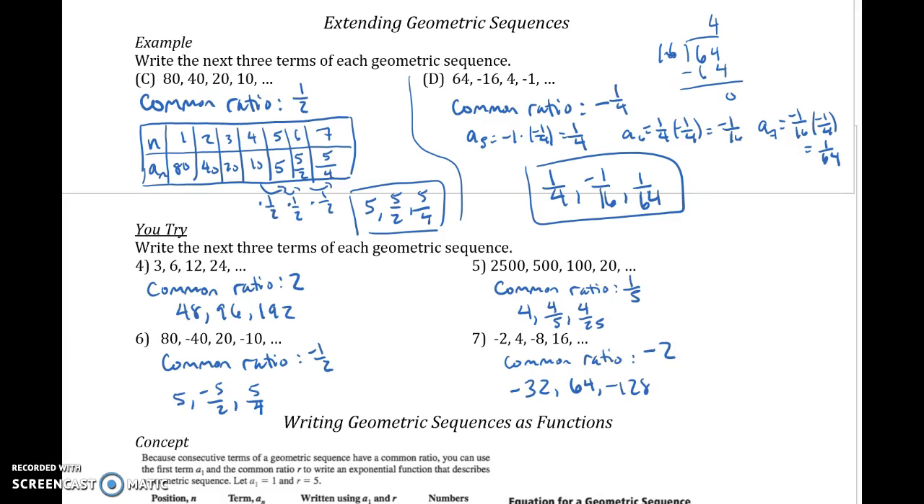All right, go ahead and check your work and see if you got those common ratios and then you applied it to get 48, 96, 192 for 4, 4, 4/5, and 4/25 for number 5, 5, negative 5 halves, and 5/4 for 6, and negative 32, 64, negative 128 for 7. We will finish this in class on how to write the function, which hopefully you'll think about and remember it's going to be exponential. Okay, thanks for listening.